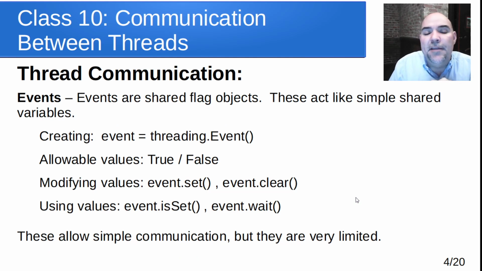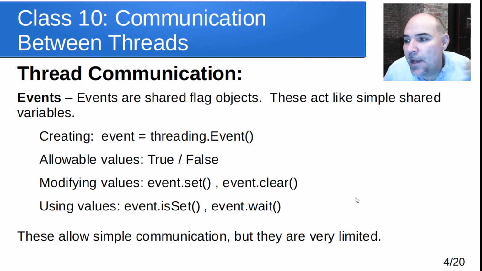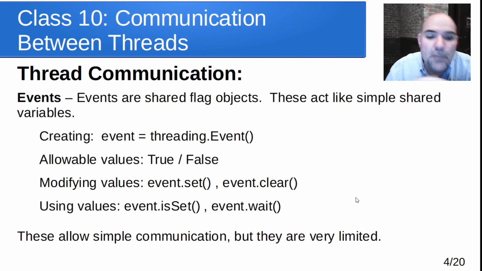Now, another form of thread communication we saw were events. And events are kind of like a shared flag object. They can act like a simple shared variable, but one that's either true or false, set or clear. Those are the only two values you can have for those. And you can wait on them. You could have an event.wait, which will block and wait for it to become true, and then unblock.